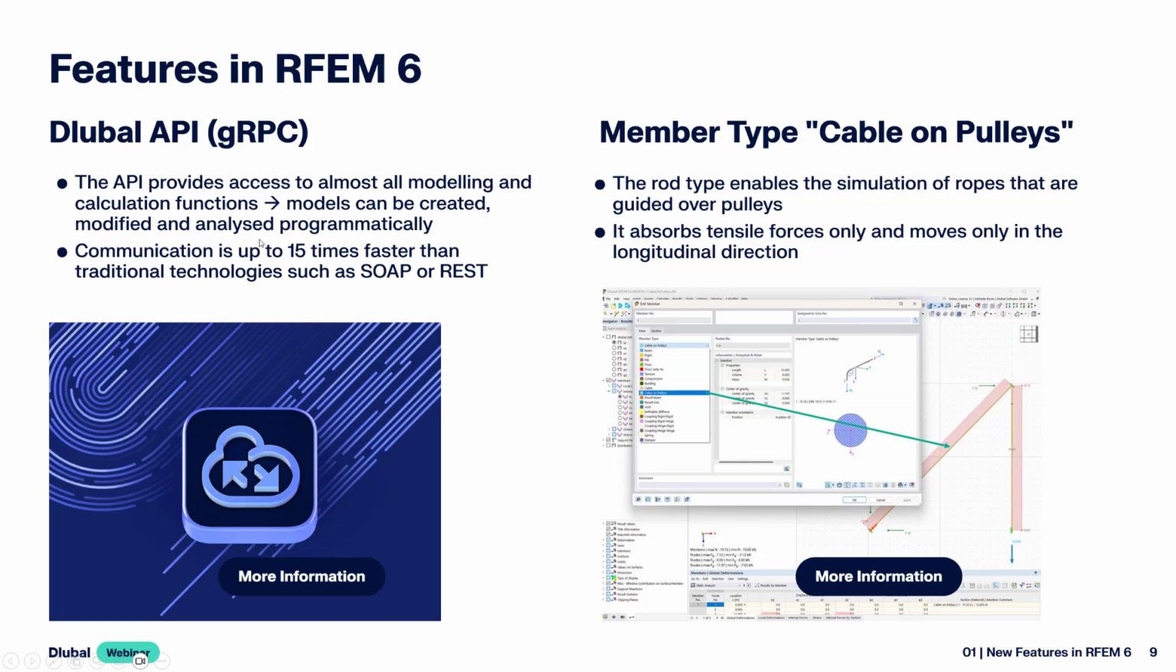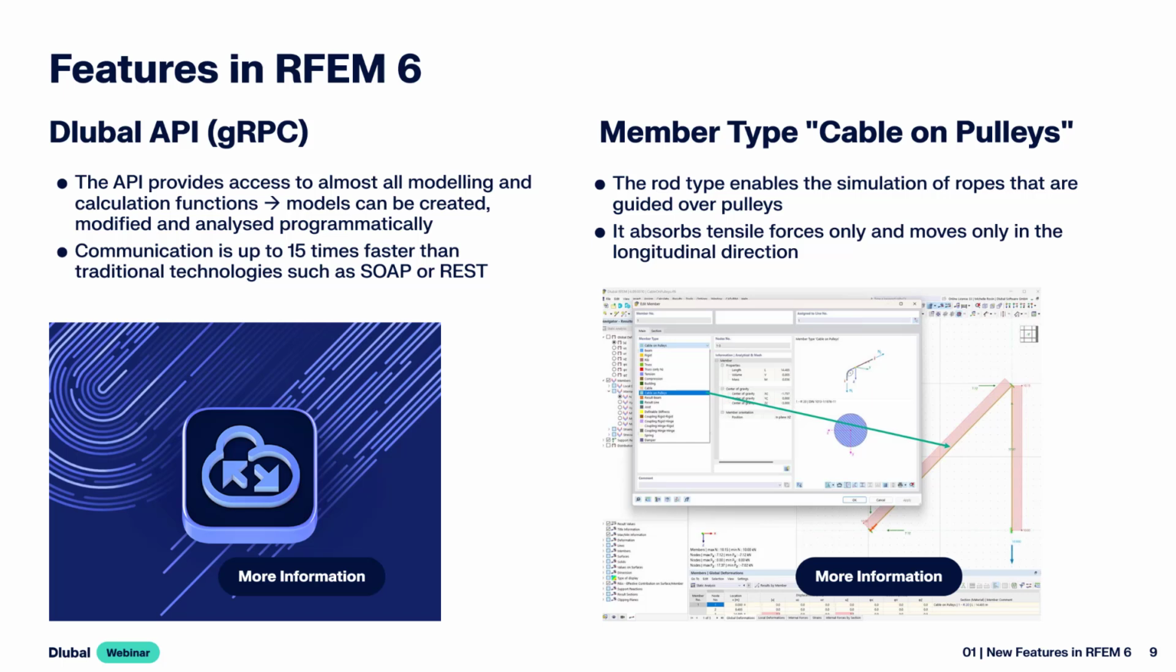Yeah, the Dlubal API is new, the gRPC. It's up to 15 times faster than traditional technologies such as SOAP or REST. Then use also the member type cable on pulleys. Yeah, we had this feature already in RFEM 5, but now it's also available in RFEM 6. Yeah, and you can simulate ropes that are guided over pulleys.